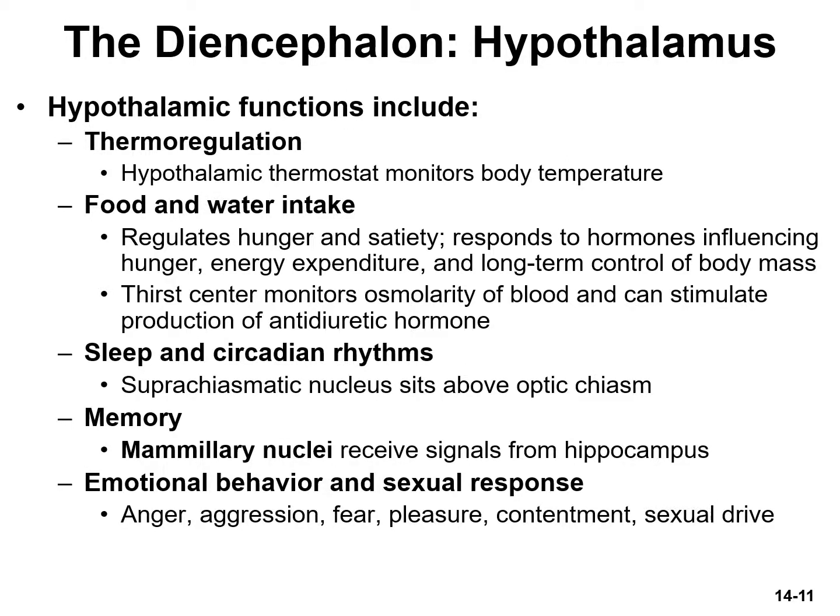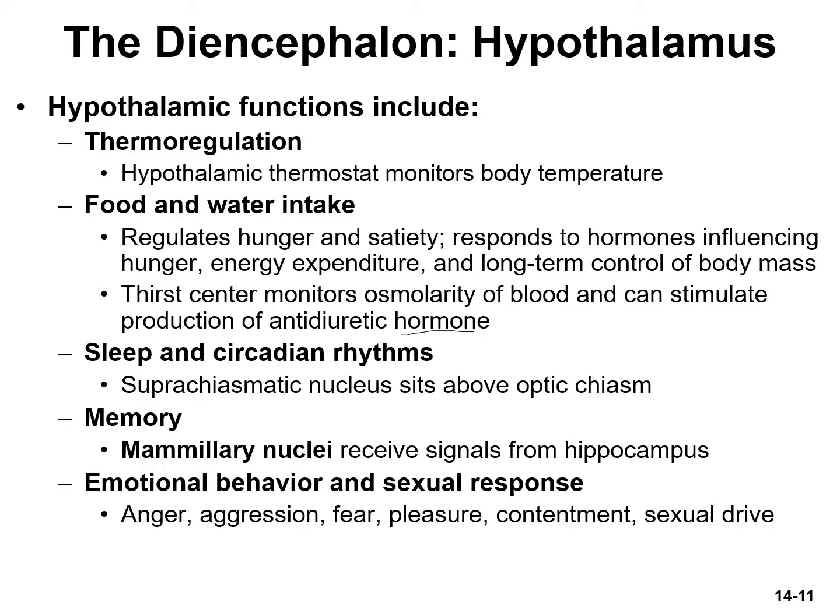Some of the hypothalamic functions specifically include thermoregulation. So we have basically a built-in thermostat, which is seated in the hypothalamus that monitors our body temperature. Hypothalamic nuclei are also going to regulate food and water intake, so regulating feelings of hunger and satiety, responding to hormones influencing hunger, energy expenditure, and long-term control of body mass. There's a thirst center that controls and monitors osmolarity of the blood and can stimulate the production of an antidiuretic hormone, which is a hormone that helps prevent excessive water loss.